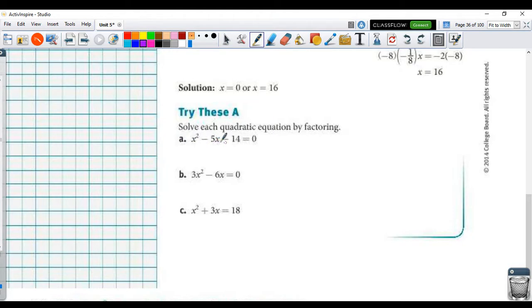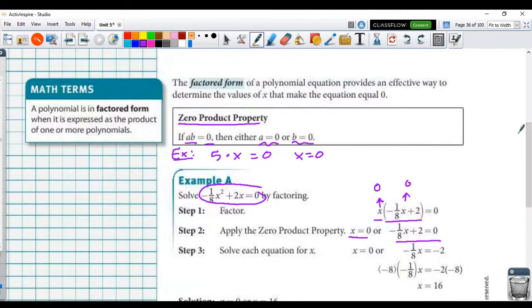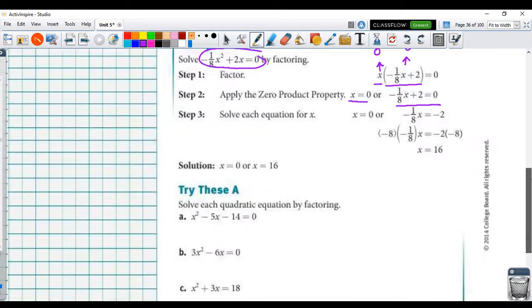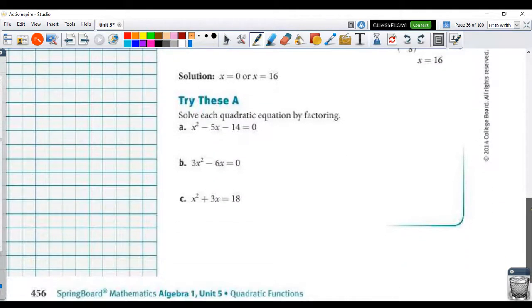So we're going to work on this one. We're going to solve this by factoring. So in order to use this zero product property up here that they gave us, notice it has to equal 0. That's the only way that this is going to work. Notice that this equation is equal to 0. Because if something times something equals 0, then we can use that property. So we have it equal to 0 here. Notice this one's not equal to 0 in C, so you're going to have to get that one equal to 0 before you factor. That's really important.